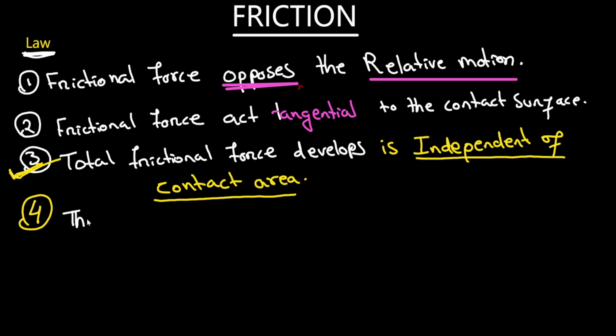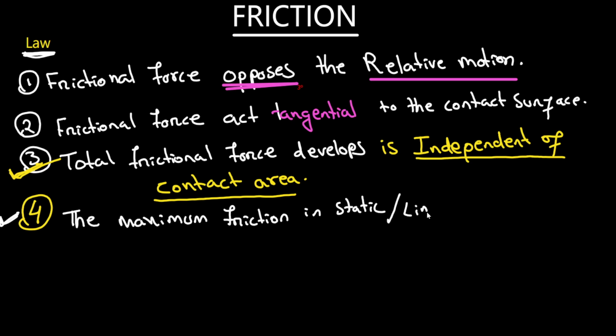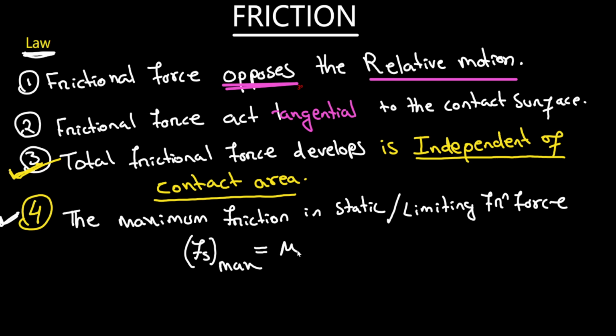The fourth statement is talking about the value of the frictional force. The maximum friction in static, whenever the object is in static condition, the maximum amount of frictional force, or we can say this is also called the limiting friction force, is defined like this: Fs maximum is equal to mu s into N. This is the value of the maximum frictional force.